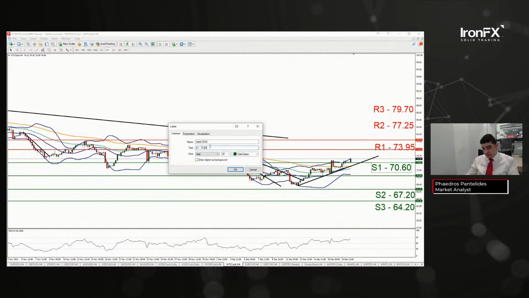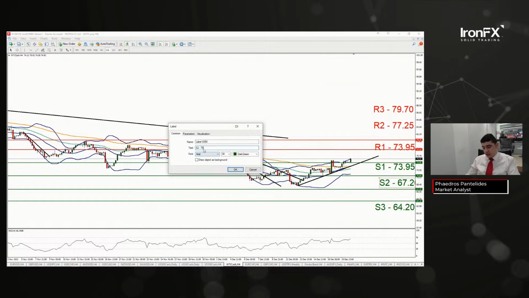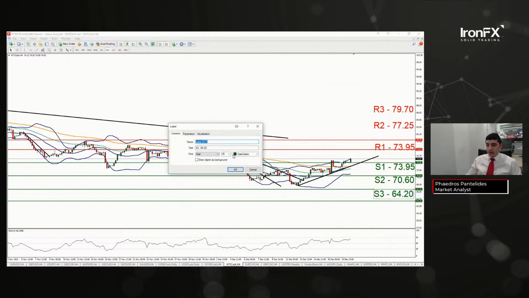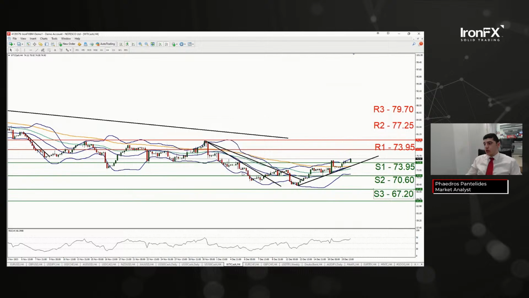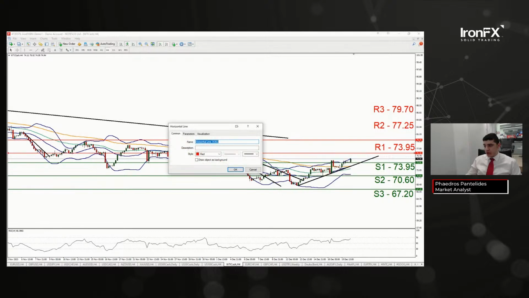73.95 for S1. Now for S2, we could place support at 70.60. So as long as this issue continues with the Houthi rebels in Yemen, we may see oil prices moving higher due to supply chain concerns. Whereas, should those tensions subside and BP, amongst other companies, announce that they're going to be resuming their normal trade routes, we may see easing of pressures on oil, which could potentially push oil prices lower.